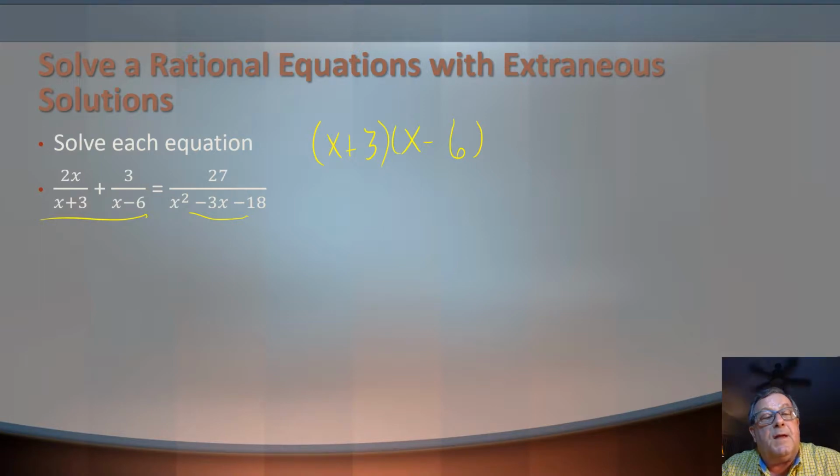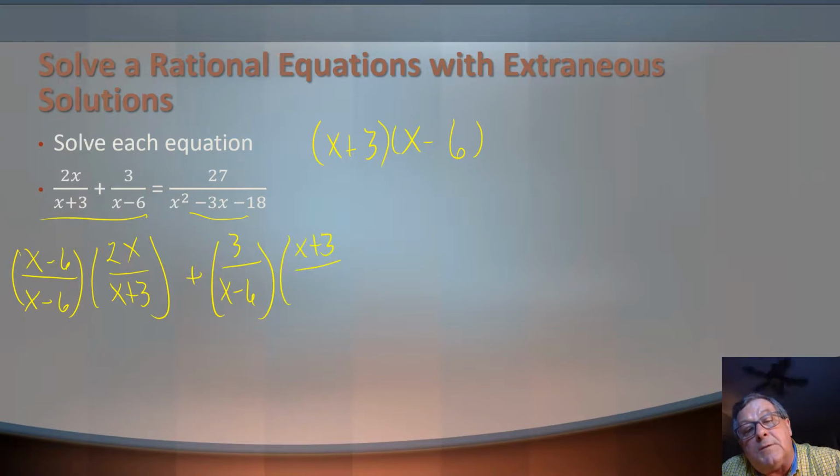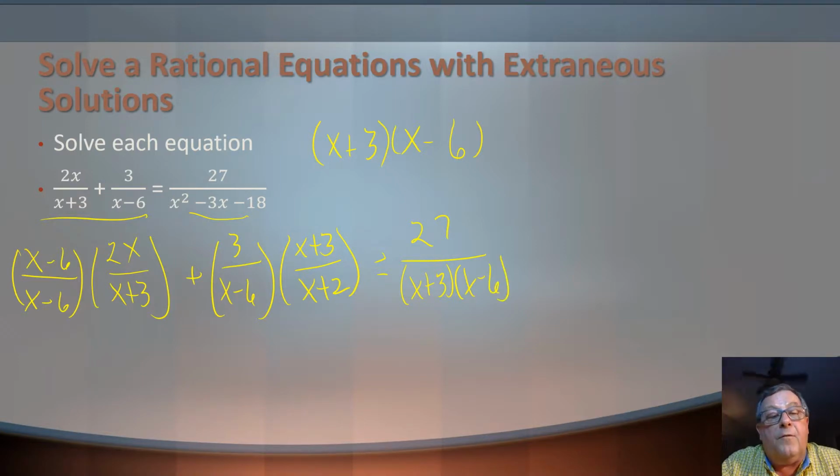All right, well, let's see. Let's multiply this 2x over x plus 3 times x minus 6 over x minus 6. Multiply that times 2x over x plus 3. And then plus, we got the 3 over x minus 6. Let's multiply that times x plus 3 over x plus 3. And that's going to equal 27 over, well, x plus 3 times x minus 6, which is x squared minus 3x minus 18 if I FOIL that.